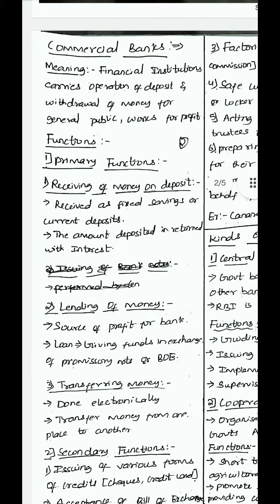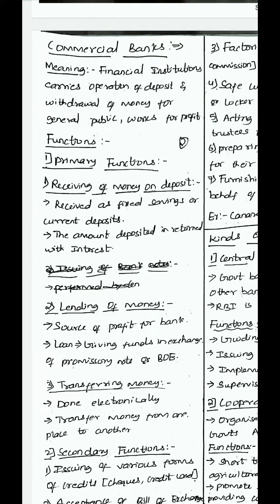The next question is commercial banks. What are commercial banks and their functions has been asked repeatedly in the first unit. So what is the meaning of commercial banks? Commercial banks are financial institutions which carry out the operation of deposit and withdrawal of money for the general public, and they work for profit. So they work as a regular bank, taking deposits and giving loans, and their purpose is profit.